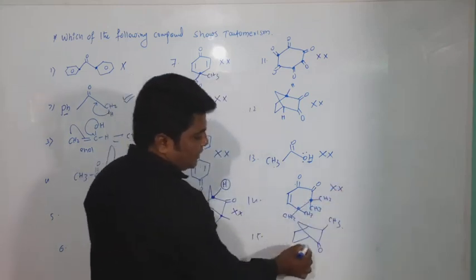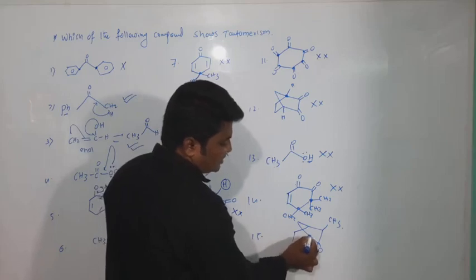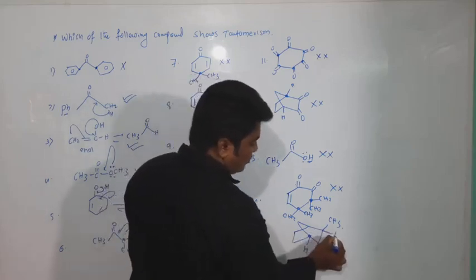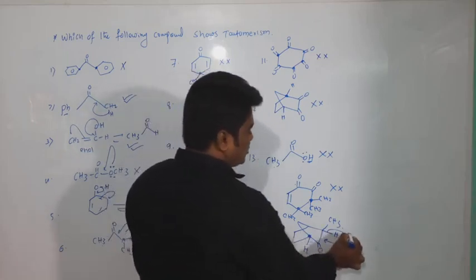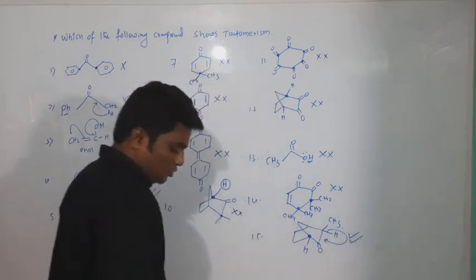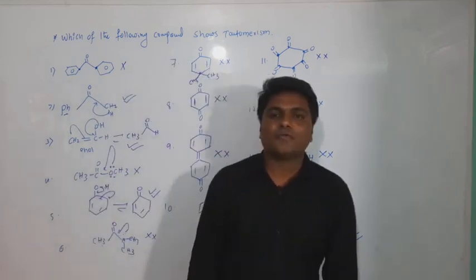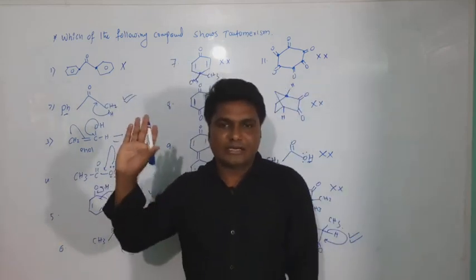Okay, now here see. Here alpha hydrogen is there, but this is a bridgehead carbon atom. Here one alpha hydrogen is there, and it is not a bridgehead carbon atom, so it easily undergoes tautomerization. So it will show tautomerism. So this is the story of tautomerism. Actually this is the basic information.